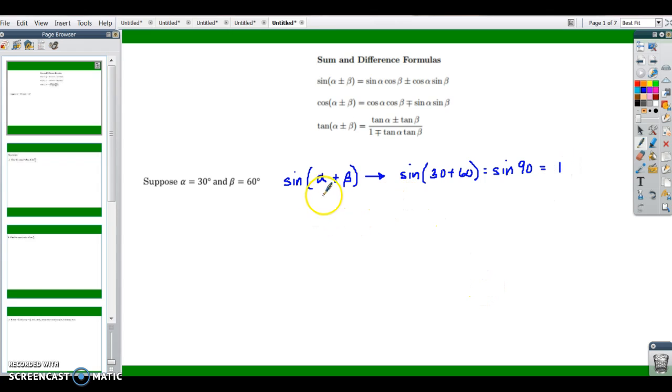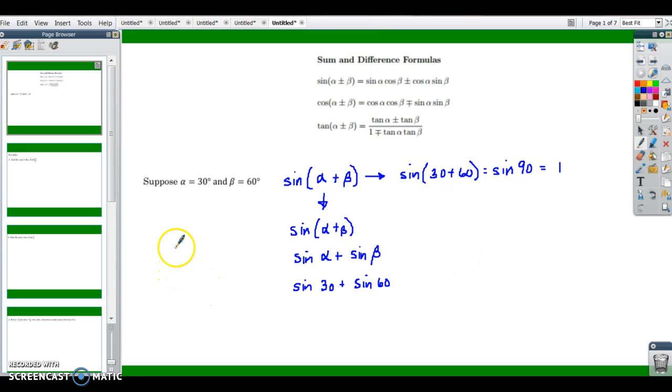A lot of times, though, what people do is they say, oh, well, if I'm doing the sine of alpha plus beta, isn't that just the sine of alpha plus the sine of beta? People automatically see parentheses and they think distribute. Well, let's see why that's incorrect. Alpha was 30, beta was 60. So I would be doing the sine of 30 plus the sine of 60.